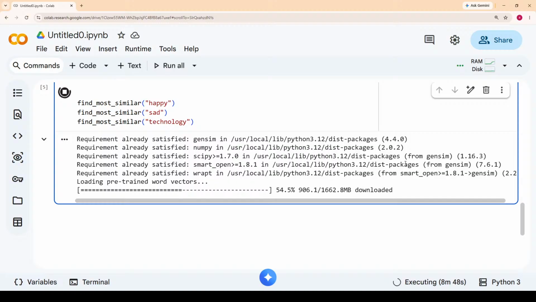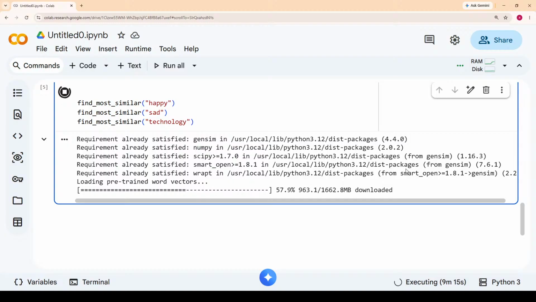Quick revision. Word2Vec is a word embedding model. Word embedding is a vector representation of words. NLP is natural language processing. What is Gensim? A Python library used for modeling and word embedding models.